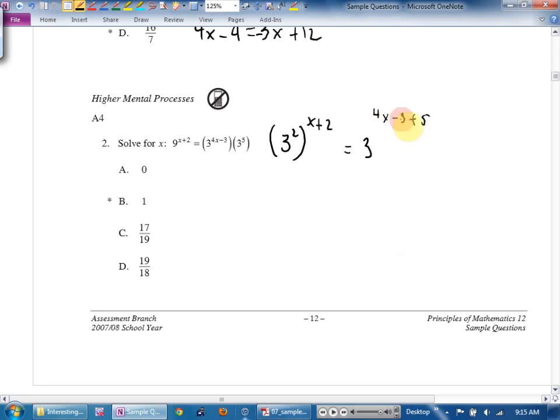Gather like terms. What is negative 3 plus 5? Yeah, really, this is going to be 2 to the 4x plus 2. Multiply that, and you'll go 2x plus 4 equals 4x plus 2, and solve that. So there's an example of a curveball on this topic.